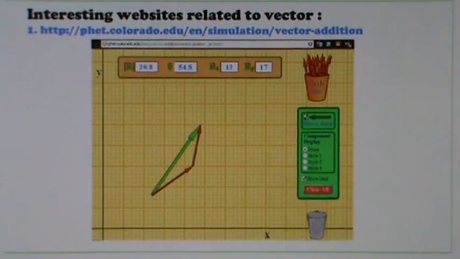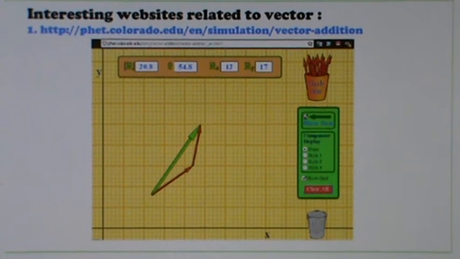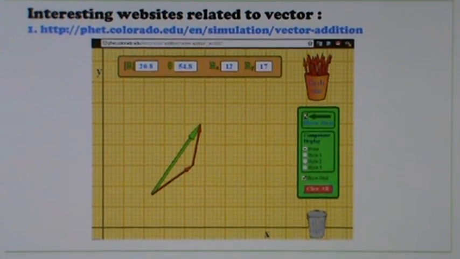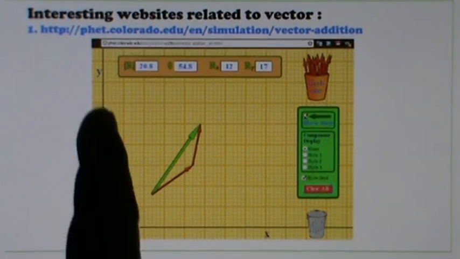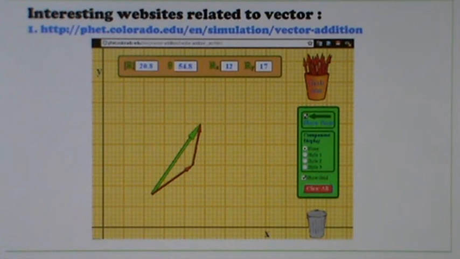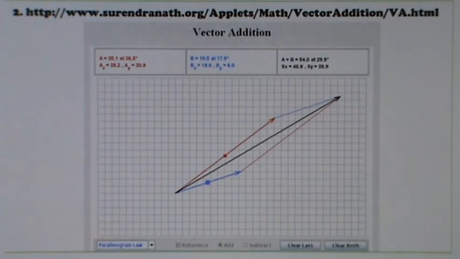Next, we will discuss vector addition. But before we do that, I would recommend you to check these websites. First, you can see the website from the University of Colorado. This is a very nice website to do vector addition. And second, this is also a very good website if you want to practice vector addition.